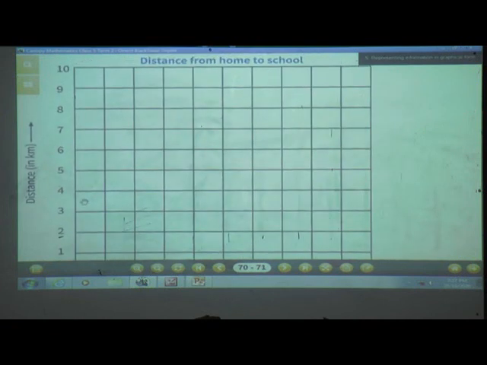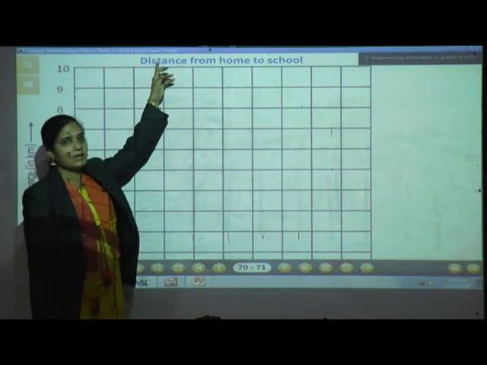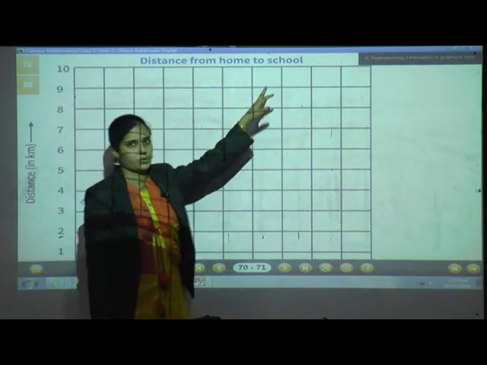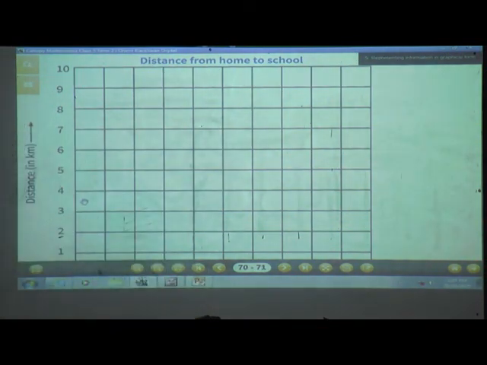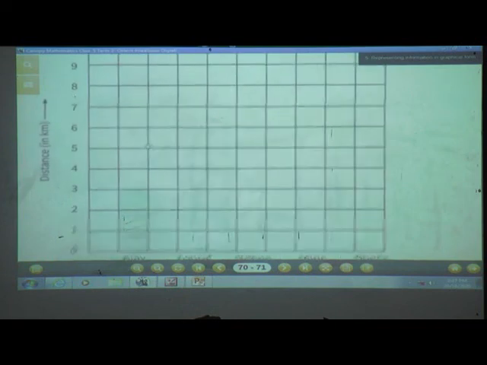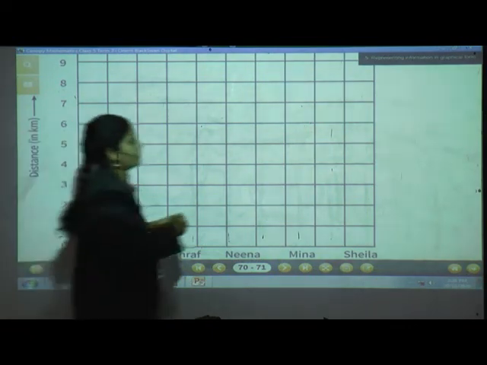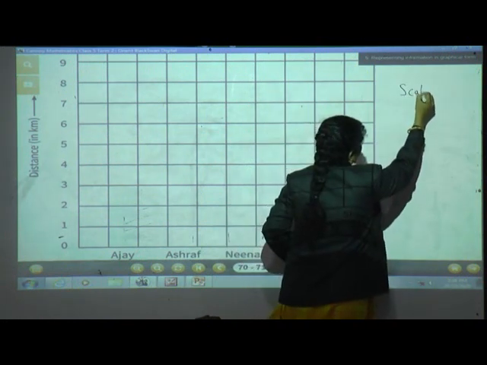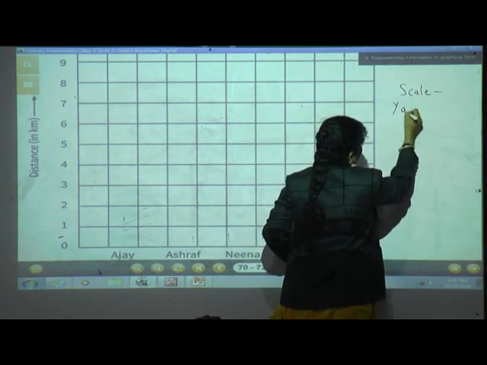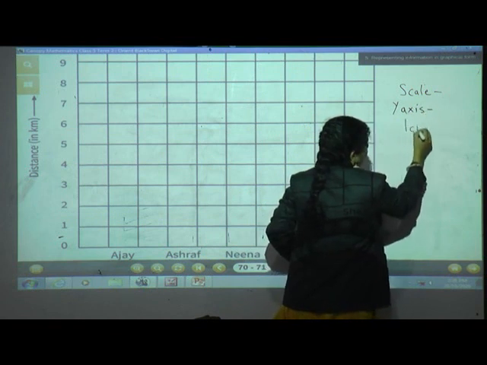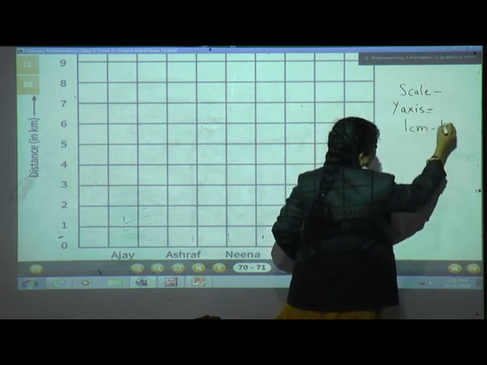Now see, here is a title. What is the title, students? Yes, distances from home to school. So always write the title. Now here see, here are the names of students on the x-axis, and on the y-axis the distances in kilometers. Here the scale is 1 centimeter is equal to 1 kilometer. So you can write scale, y-axis 1 centimeter is equal to 1 kilometer.